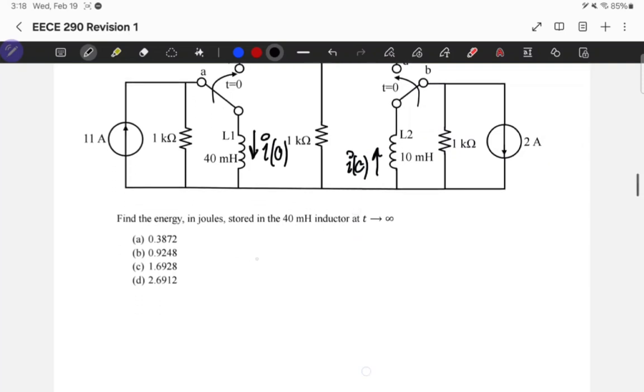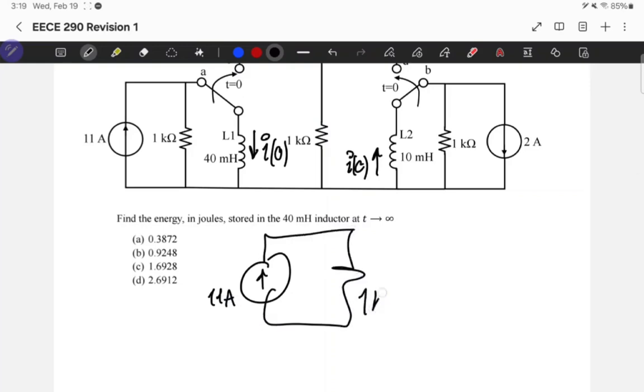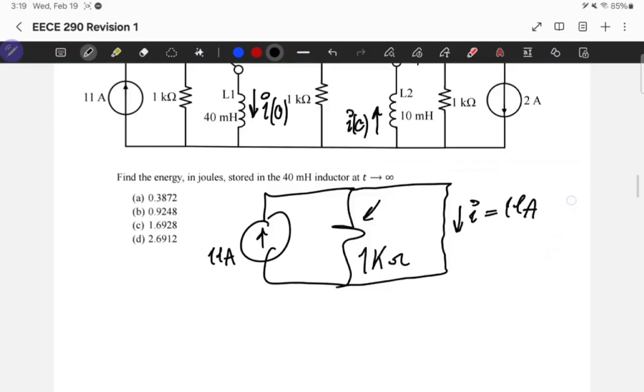So for L1 before switching, we had this network with L1, okay? But before switching, we had a steady state value. So instead of the inductor, I'm going to put a short circuit and I need this current in here. But the 1 kilo ohm resistor is short circuited by this inductor because we have a steady state. So this value of the current in here is going to be exactly 11 ampere. So the initial value of the current in the first inductor will be 11 ampere.